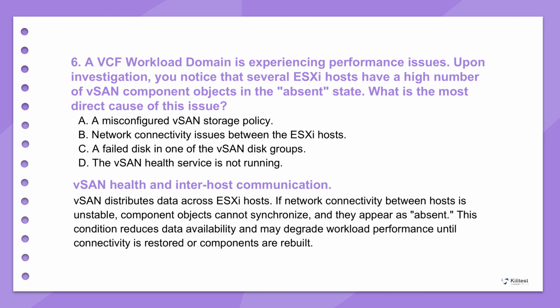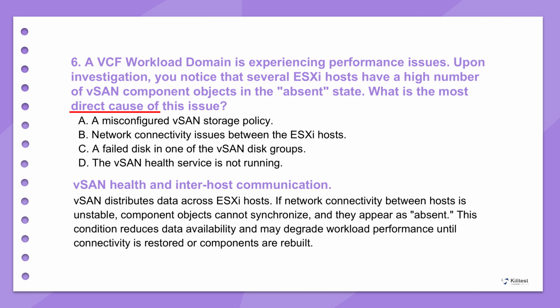Okay, let's pivot to operational issues. Maybe performance problems, migration challenges within your workload domains. Day-to-day firefights. Sometimes, yeah. Let's say you've got a workload domain and performance is just tanking. You dig in, look at vSAN health, and you see several ESXi hosts have a lot of vSAN component objects showing up as absent. What's the most direct cause of that situation? Okay, seeing absent components is always a worry in vSAN. But when you see it on multiple hosts simultaneously... Yeah, not just one host acting up.